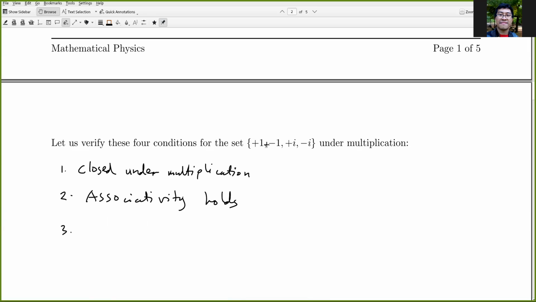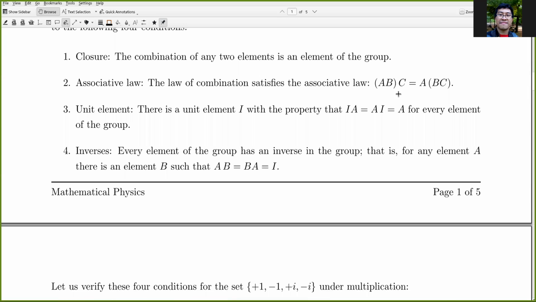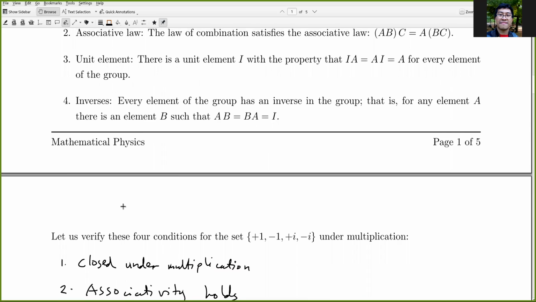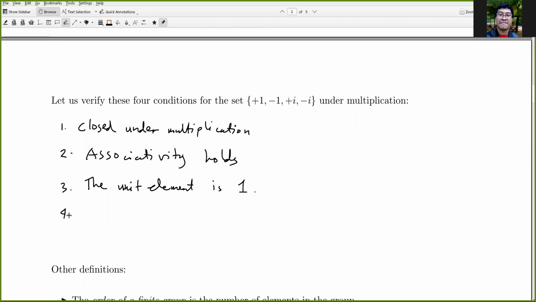You can verify that by taking all combinations, trying the associativity property to see if it holds. Third, unit element. The unit element is 1. 1 times 1 is 1. Negative 1 times 1 is negative 1. Plus i times 1 is i. Minus i times 1 is minus i.